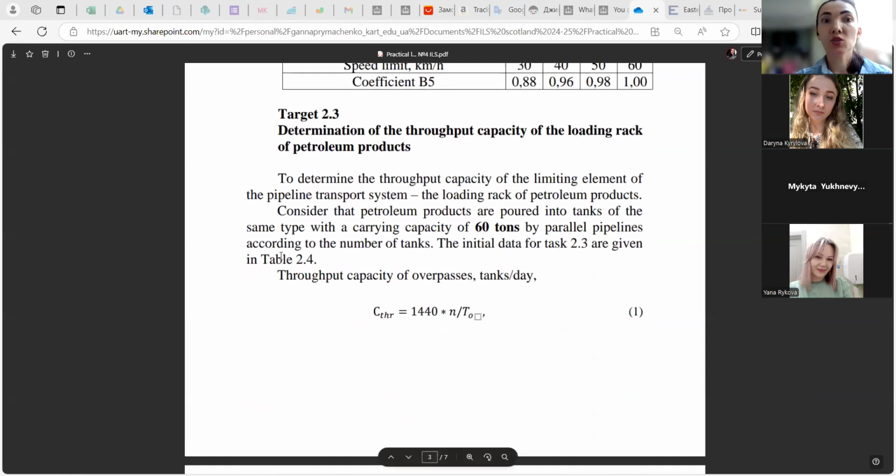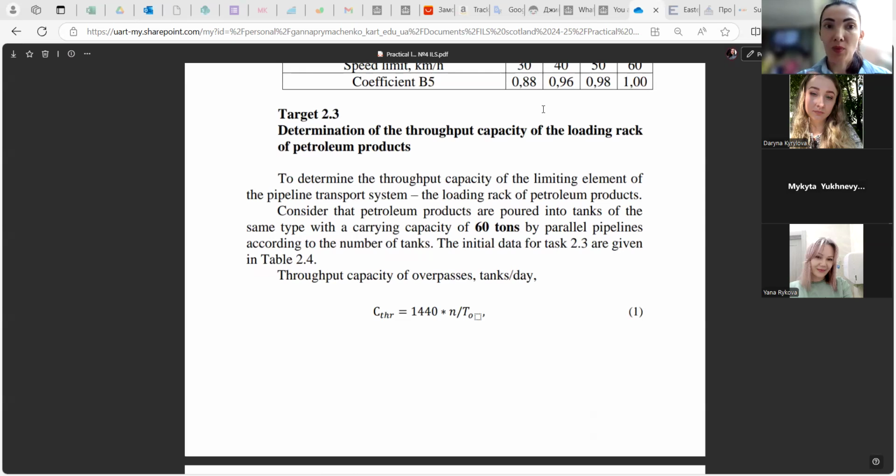Yes, you can see it. Please write in our chat plus, if all is okay, you can hear me and you can look at the documents, or minus if it isn't. Okay. Yes, all is good. Okay, it is very good.